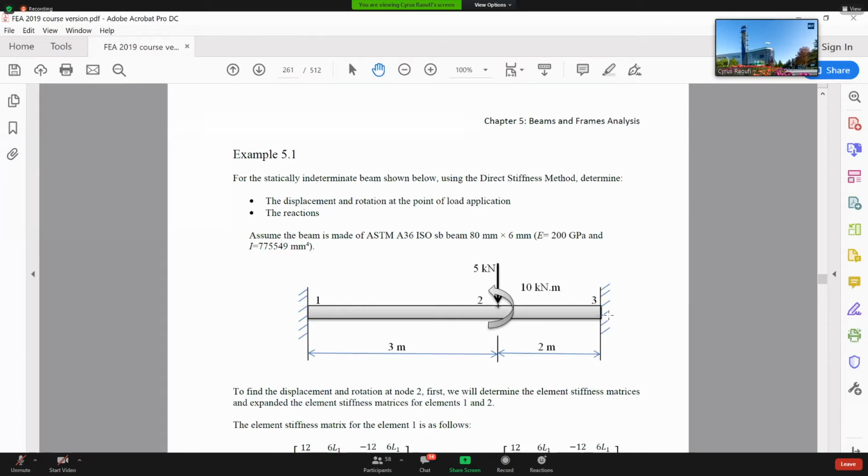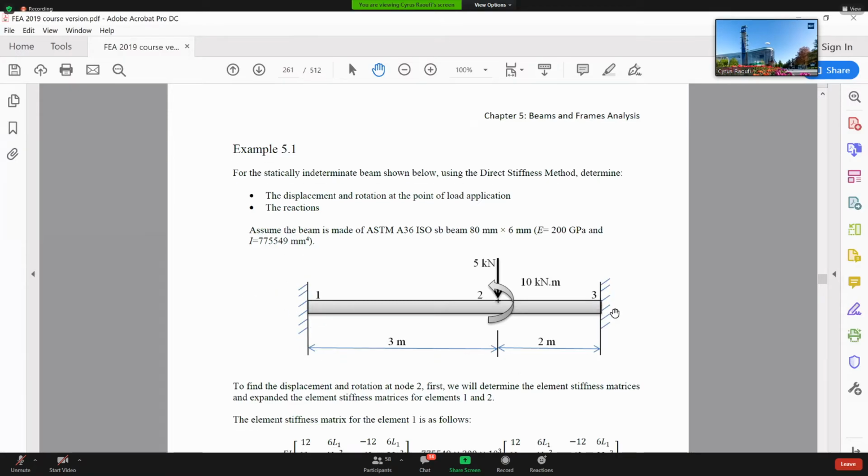You cannot solve this problem because this is statically indeterminate. We cannot solve this problem using simple sigma Fx equals 0, sigma Fy equals 0, sigma moment equals 0, based on the equilibrium equations that you learn in a statics course. You can't. With the direct stiffness method, we can not only find the displacement and the rotation, we can find forces at those nodes as well, including the reaction forces.